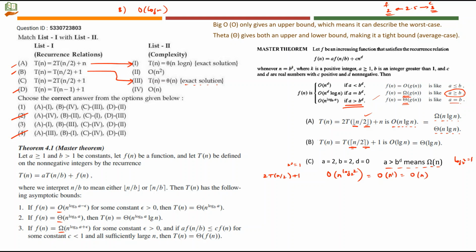So C is directly mapping to big O of n, which is option 4 in list 2. So C4 is here and this is B3. So 3 of the options are matching. We can even rule out 1.